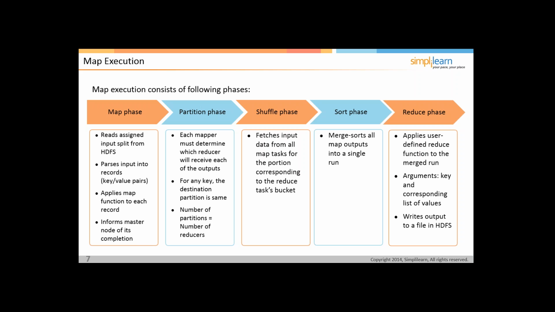Before writing to disk, the thread first divides the data into several partitions, corresponding to the reducers to which it will ultimately be sent. Within each partition, the background thread also performs an in-memory sort by key, and if a combiner function is specified, it runs on the output of the sort. Running the combiner function makes the map output more compact.